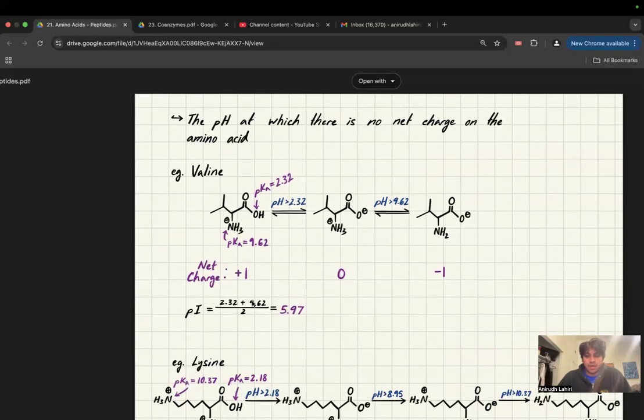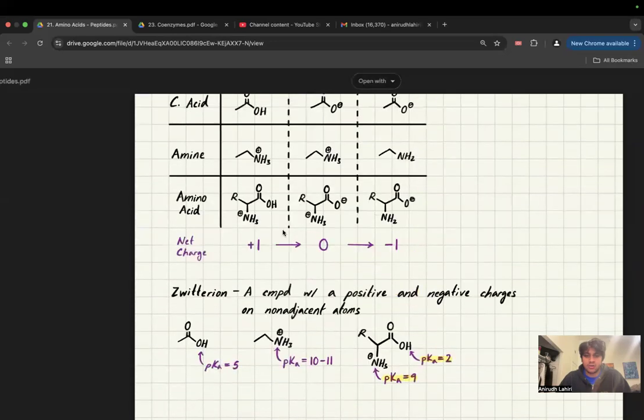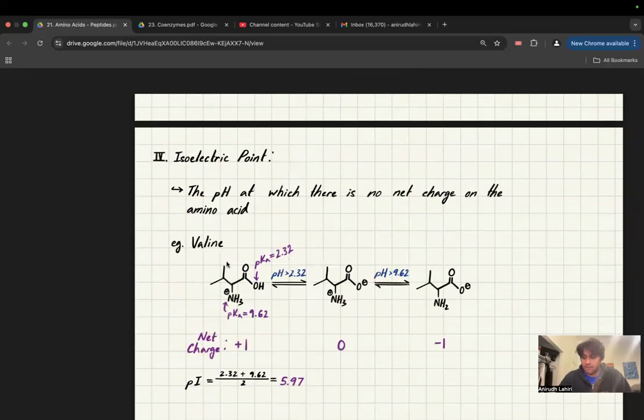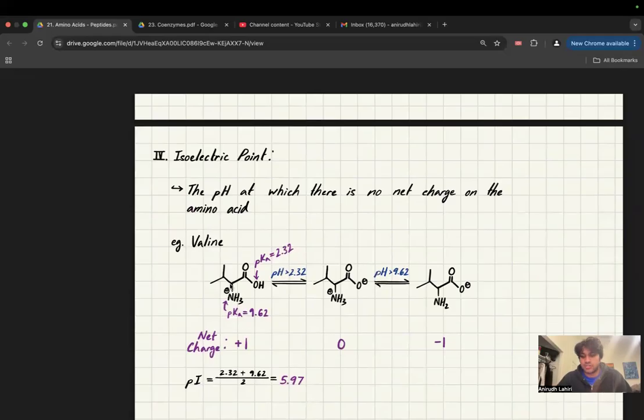So the way we can find out the PI, the place at which the net charge is zero, is by averaging the pKa values, okay? And this works tremendously well and is really easy to do when we only have two groups that have relevant pKa's. But it gets a little bit harder to do when we have more ionizable groups. Like you could see here, the general structure only has two things that will vary, right? The carboxylic acid and the amine. But for some amino acids, we have functional groups that can also contain a charge, right? So we have to take that into consideration. And we'll get to that when we get to that, right?